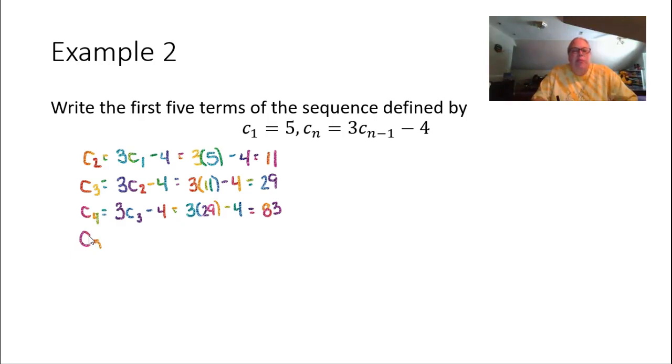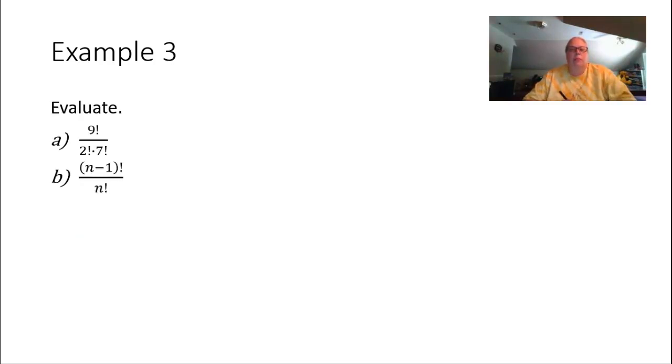And c sub 5 can be defined as 3 times c sub 4 minus 4. In our case, that's going to be 3 times 83 minus 4, and that will give us 245. So the first 5 terms of our sequence, and we already said c sub 1 was equal to 5, are 5, 11, 29, 83, and 245.